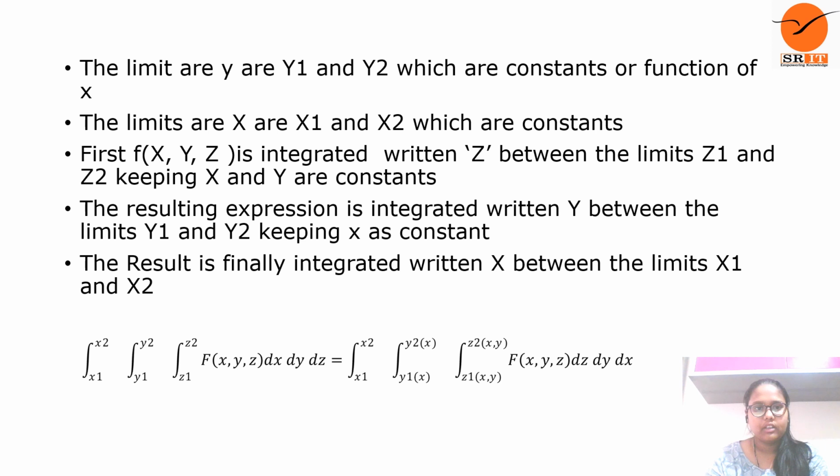The limits of y, y1 and y2, are constants or functions of x. The limits of x, x1 and x2, are constants. First, f of x, y, z is integrated with respect to z between the limits z1 and z2, keeping x and y constant. The resulting expression is integrated with respect to y between the limits y1 and y2, keeping x constant. The result is finally integrated with respect to x between the limits x1 and x2.